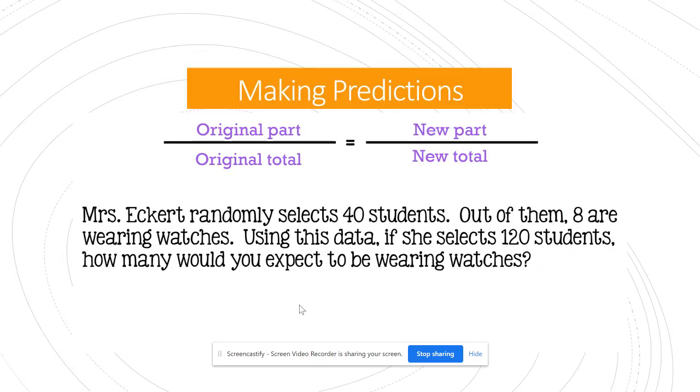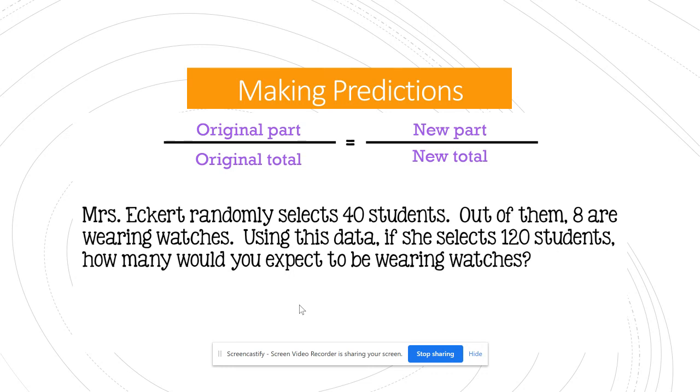So let's look at making predictions using those. So making predictions, we're going to take our original part that's shown in our word problem and put it over the original total, and we're going to make it equal to the new part over the new total. So we're going to set up a proportion.